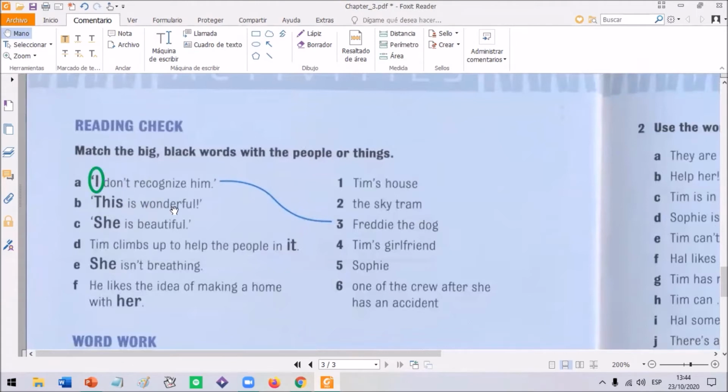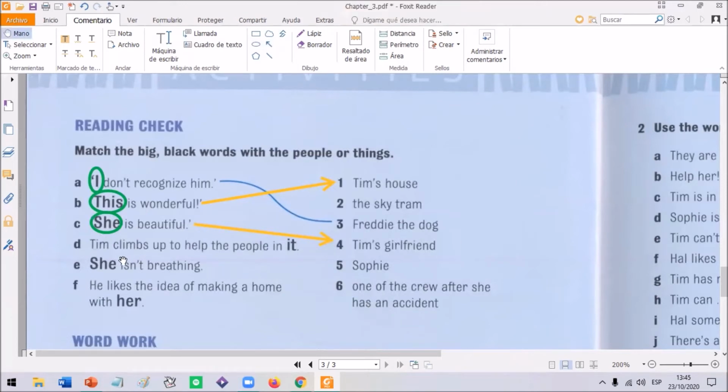Okay, now this is wonderful. So the word this here, what is it about? What is wonderful? Tim's house, the sky tram, Tim's girlfriend, Sophie, or one of the crew after she has an accident? What is wonderful? Tell me on the chat, come on. Yes, very good. Tim's house is wonderful. Good. Now, she is beautiful. Who is beautiful? Who is this person? She. Can you tell me? Yes, excellent. Tim's girlfriend. She is beautiful.